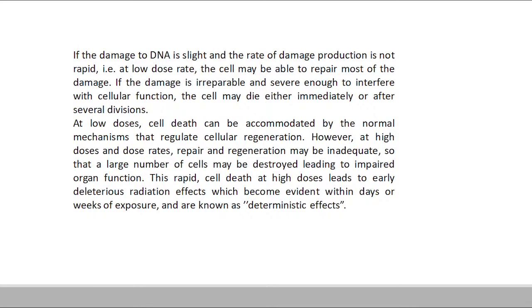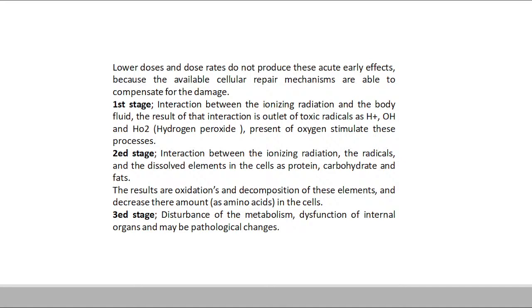At low doses, cell death can be accommodated by the normal mechanisms that regulate cell regeneration. However, at high doses and dose rates, regeneration may be inadequate, so that a large number of cells may be destroyed, leading to impaired organ function. This rapid cell death at high doses leads to early deleterious radiation effects, which become evident within days or weeks of exposure and are known as deterministic effects. Lower doses and dose rates do not produce these acute early effects because the available cellular repair mechanisms are able to compensate for the damage.